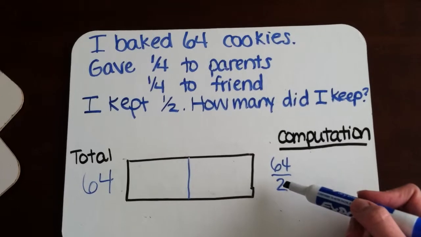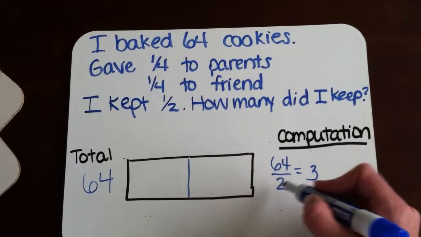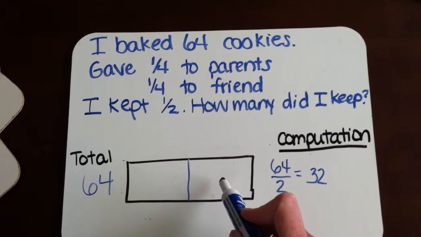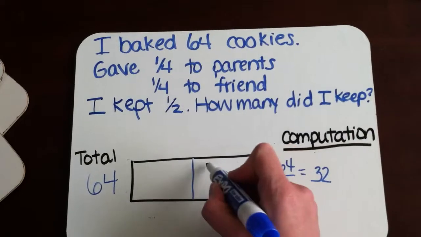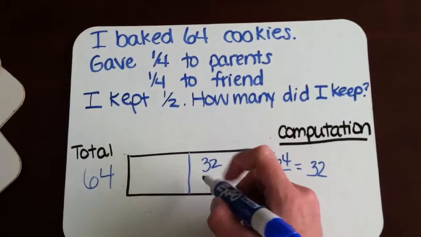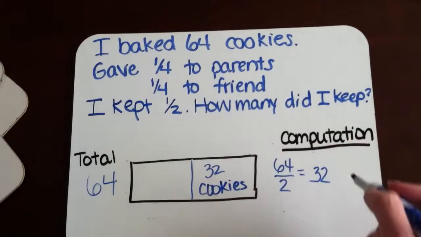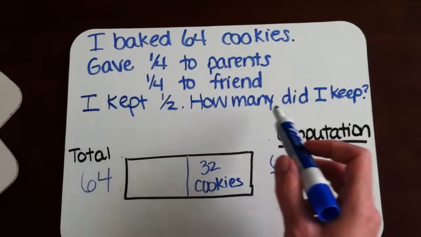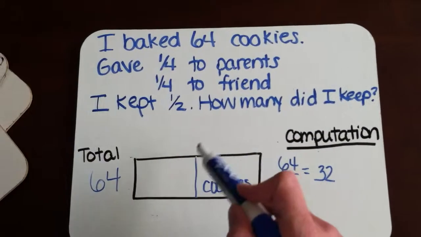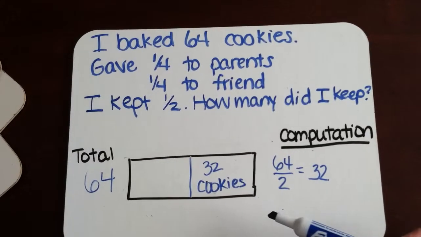Let's do some mental division here. 6 divided by 2 is 3, and 4 divided by 2 is 2. So half of the 64 is 32. 32 what? 32 cookies. So do I have enough information to answer my question? Let's see. How many cookies did I keep? I kept 1/2. Here's the 1/2, 32. So I kept 32 cookies.